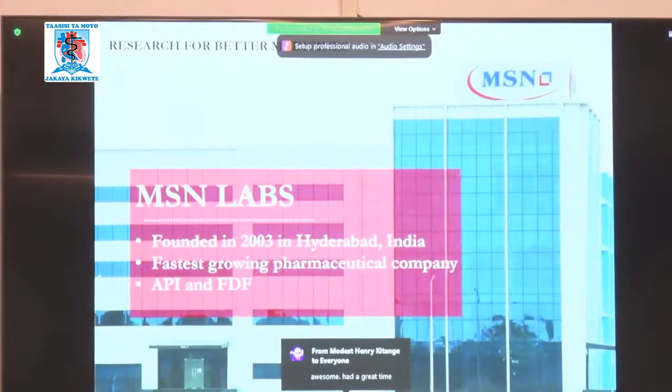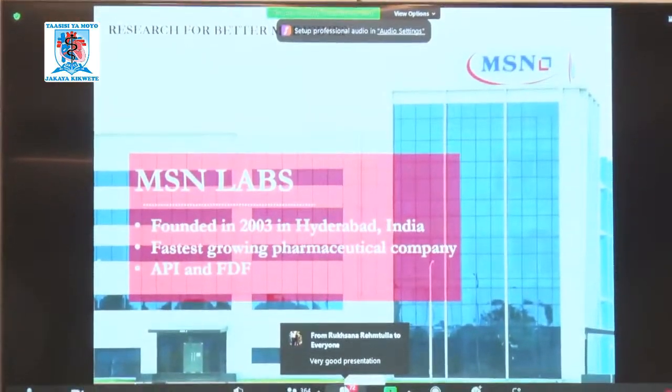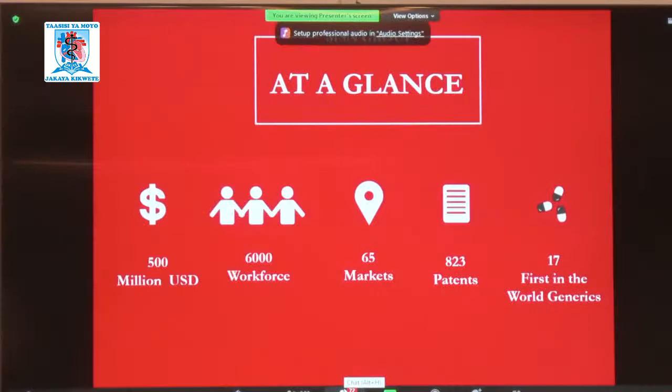Our head office is in Hyderabad. We are the fastest growing in API as well as in FDF first, the finished dose forms. At a glance, we have 500 million USD in turnover and a 6,000 workforce all over India, and 65 markets, that is 65 countries. We have 823 patents and 17 first-in-the-world generics.